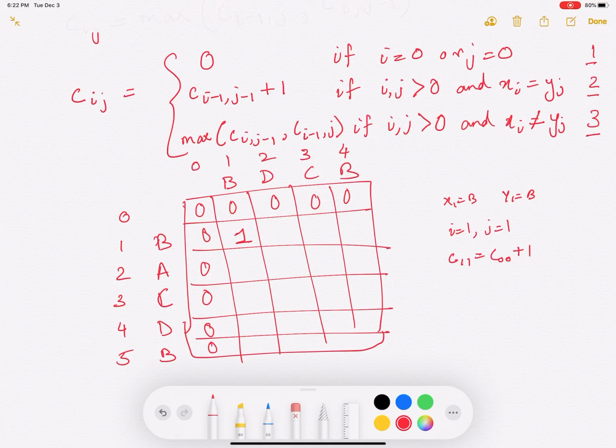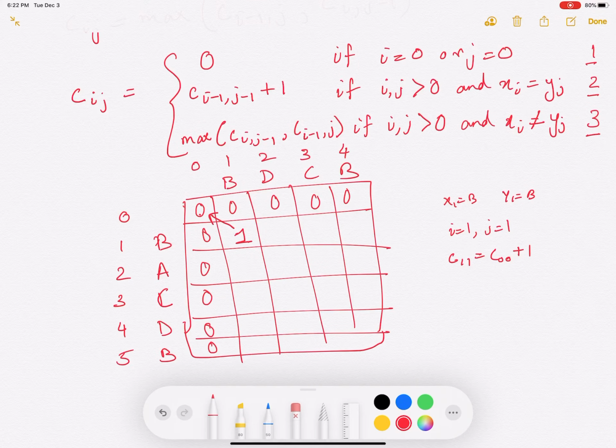At this stage, we are also going to keep track of some pointers. The pointer will tell you which box this value came from. Essentially this 1 was filled using the 0 here, and that's why we are going to get the pointer there.